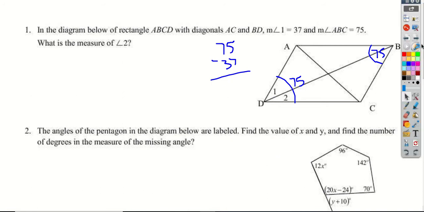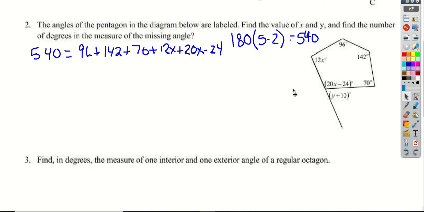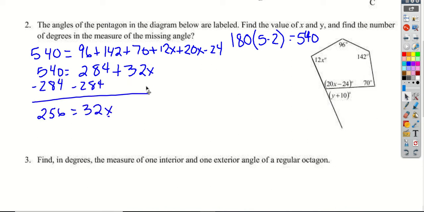For number 2, okay, we want to figure out the measure of x and then figure out what y is. So the first thing we need to do is talk about the angles inside this pentagon, this five-sided figure. So remember the formula is 180 times n minus 2. Here n is going to be 5. So 180 times 3 is 540. And then we're going to create an equation where we say that 540 is equal to the sum of 96, 142, 70, 12x, and 20x minus 24. We can combine like terms over here and get 284. So that's 96, 142, 70, and then negative 24 plus 32x. Move that 284 over to get 256, and then divide it by 32 to get 8.